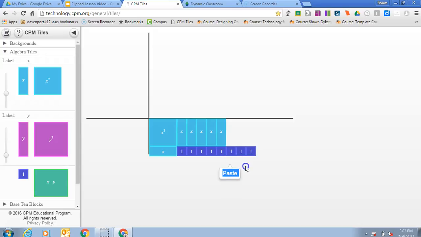My thought was to go to a 4 by 2. And so I'm going to take these 4 pieces on the end, and I'm going to drag them right here.